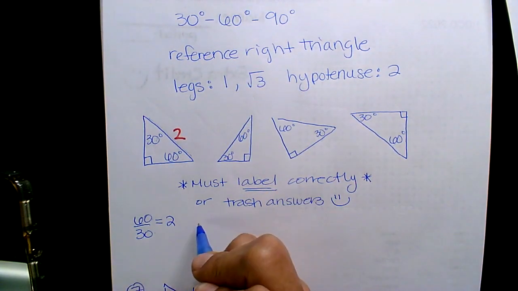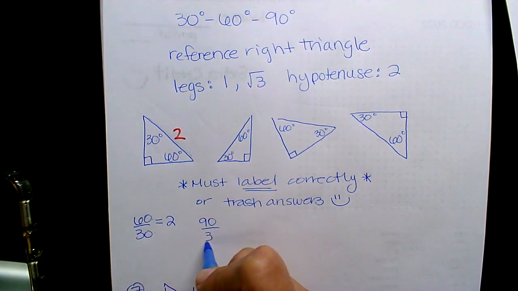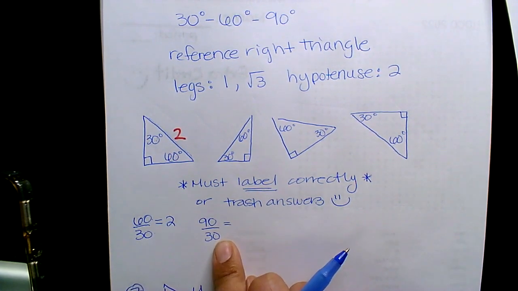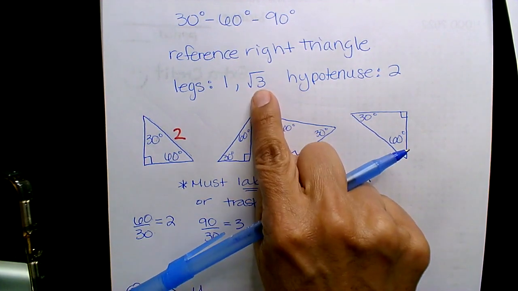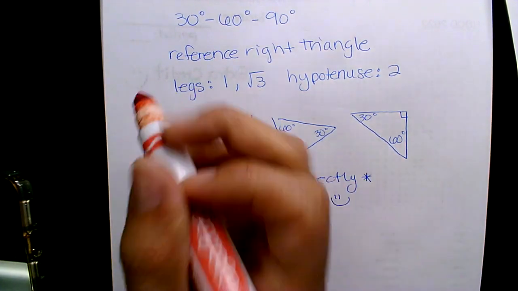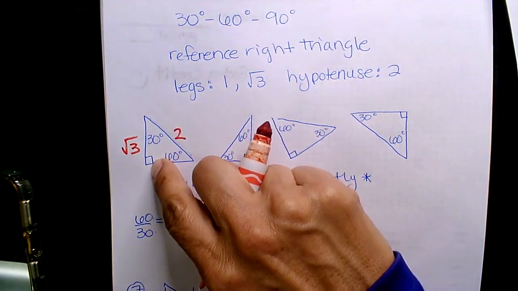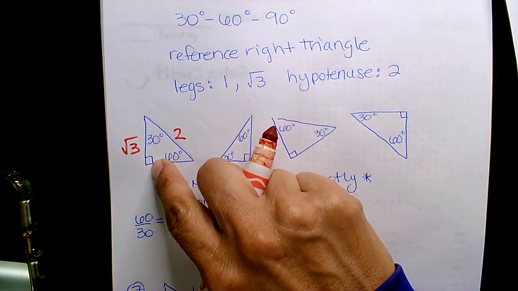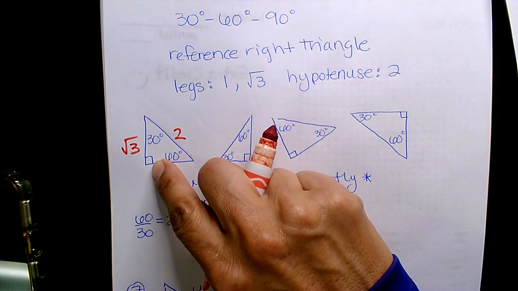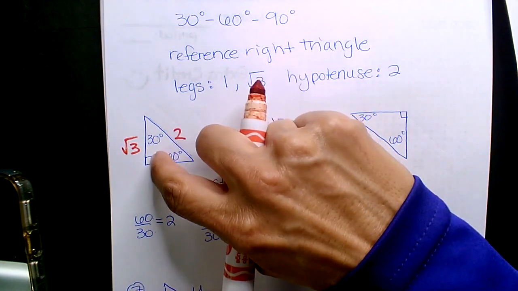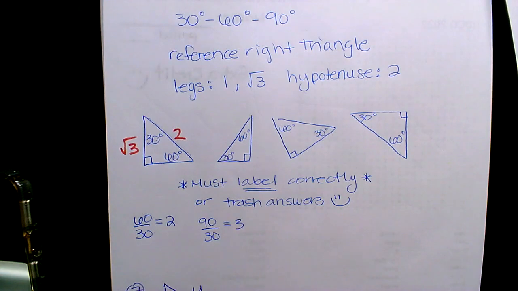Okay, how many times does 30 divide into 90? 3. But our 3 is a radical, so this is rad 3. So the 30, 90, you guys know that box is a 90, right angle. So 30 goes into 90 3 times, but it gets the radical.